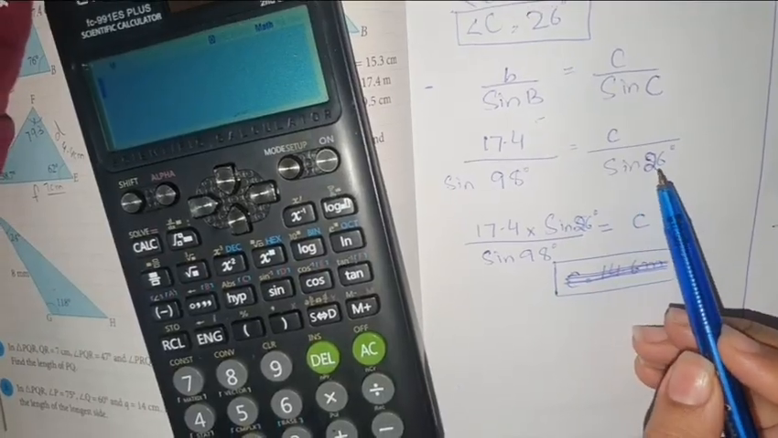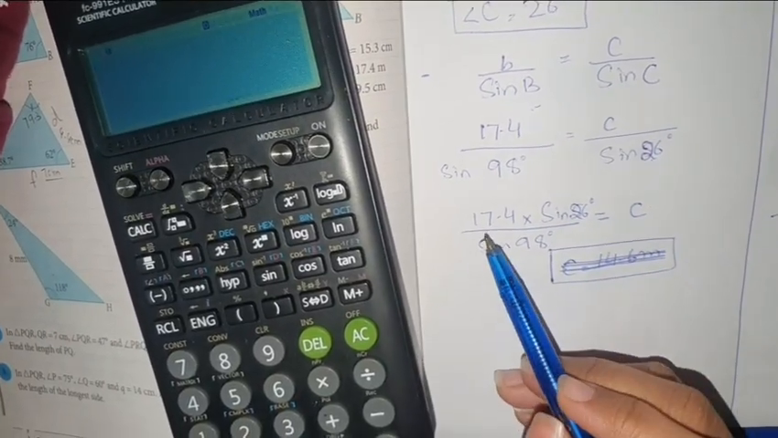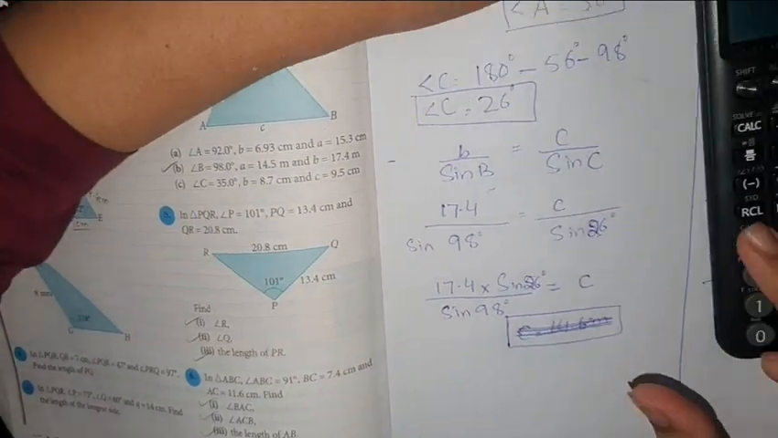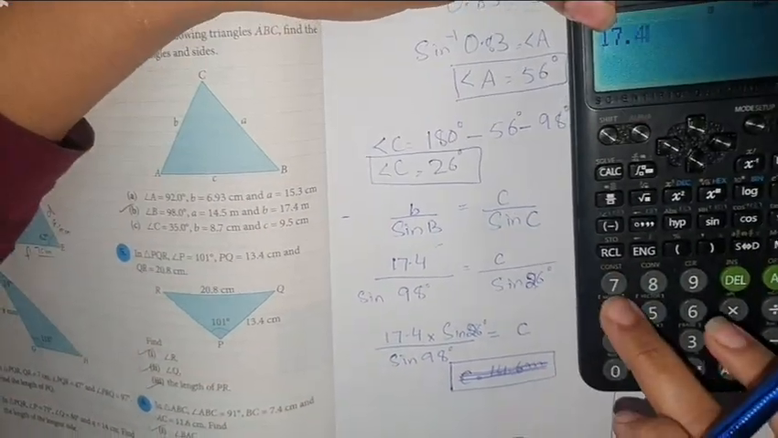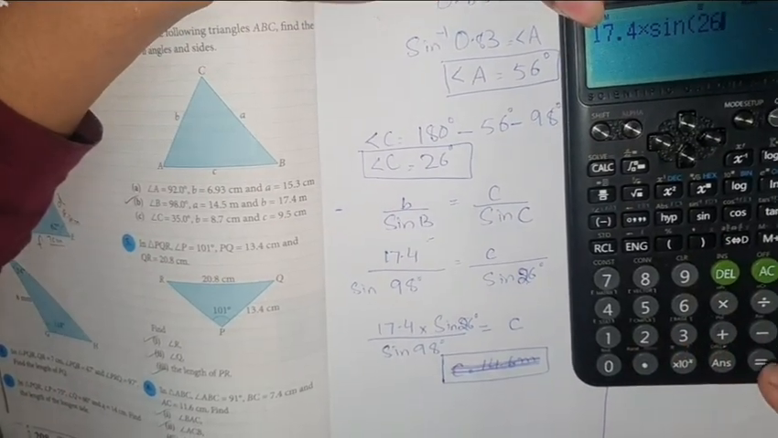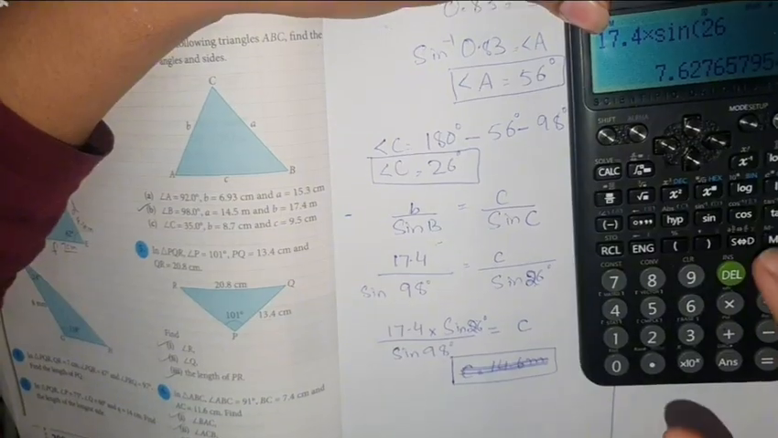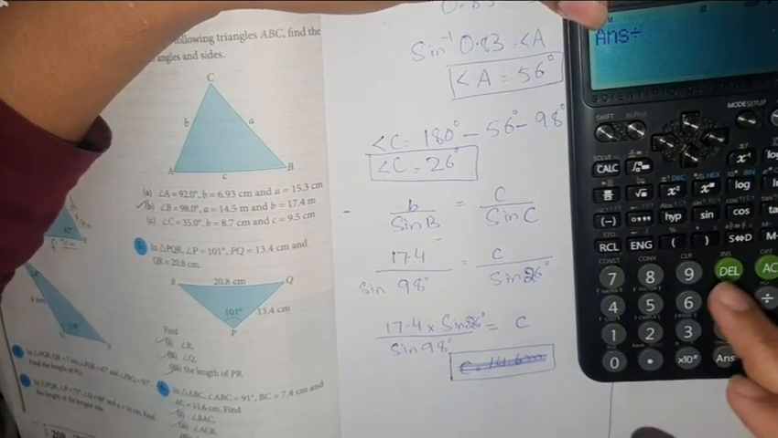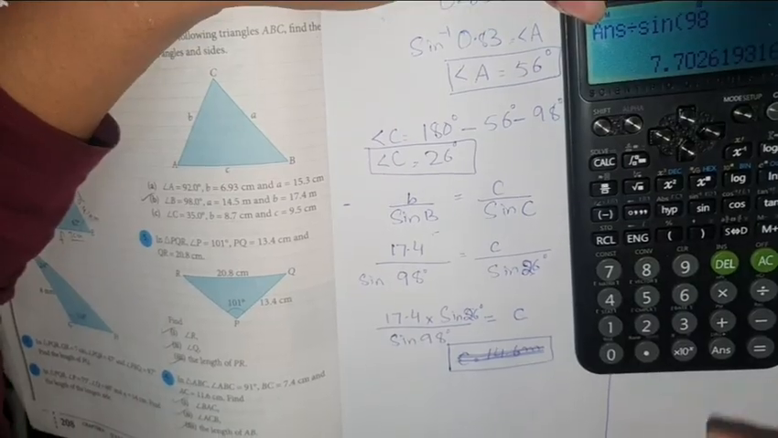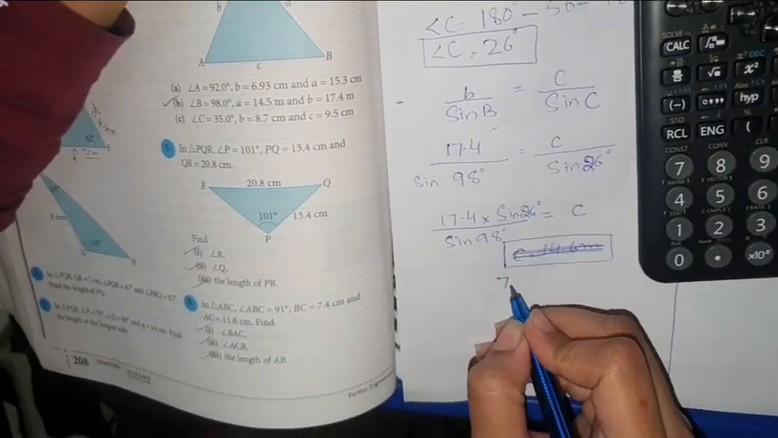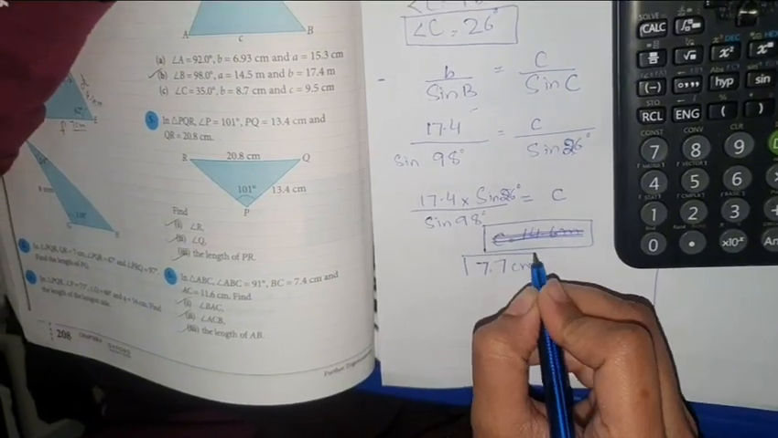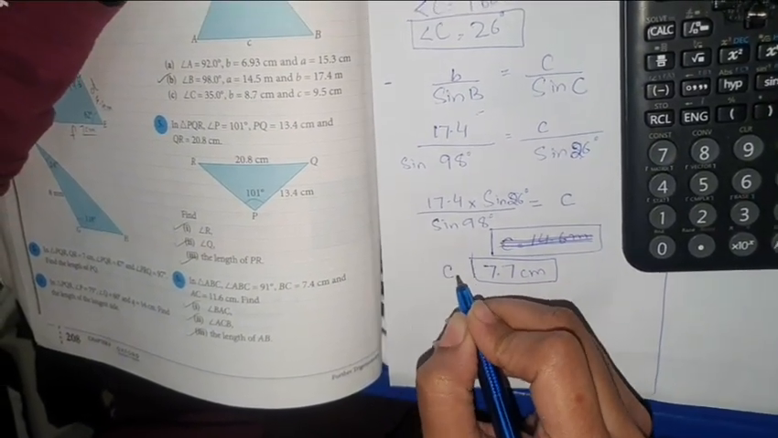This is not sine 56, this is sine 26. So multiply. Okay, we are doing 17.4 times sine 26 is equal to 7.6. Now divide it by sine 98. So this is equal to 7.70 centimeters. So this is the value of side C.